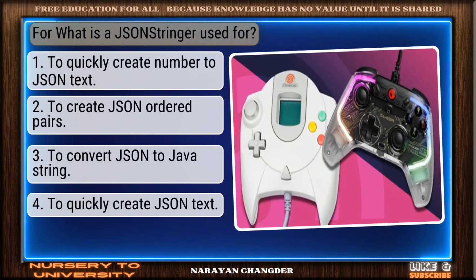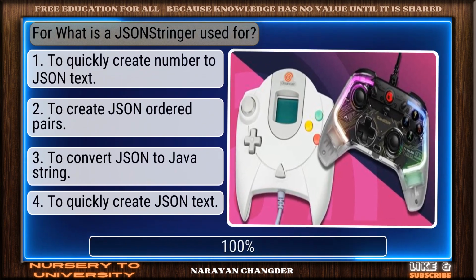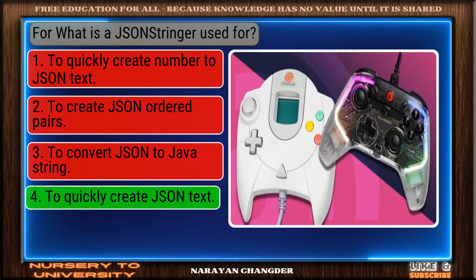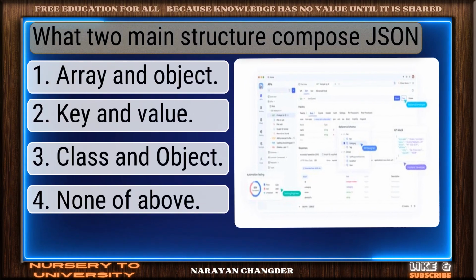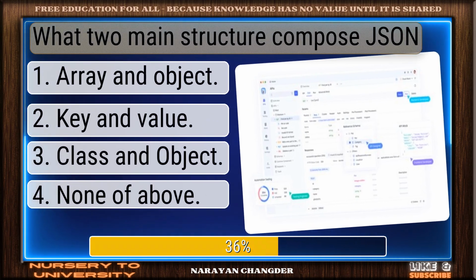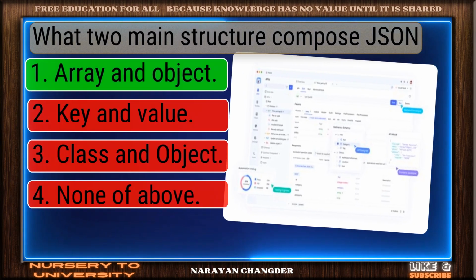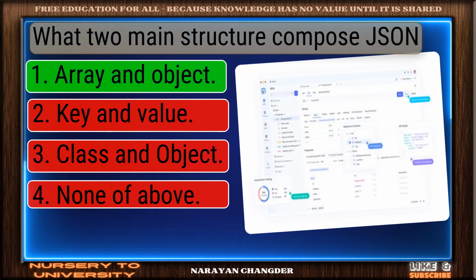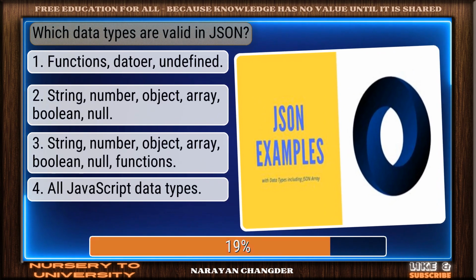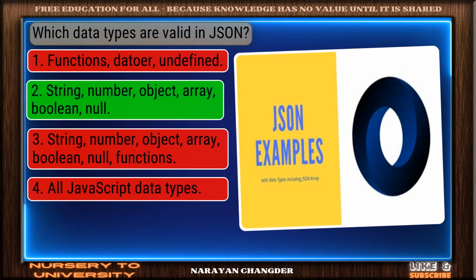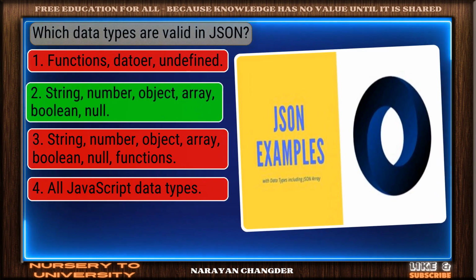Question number 56. For what is a JSON stringer used? You're right. To quickly create JSON text is the correct answer. Question number 57. What two main structures compose JSON? Nice work. You chose array and object, and it is correct. Question number 58. Which data types are valid in JSON? Good thinking. String, number, object, array, boolean, null is the right answer.